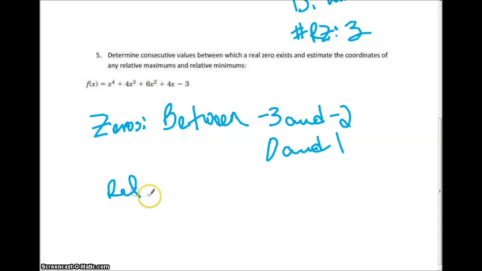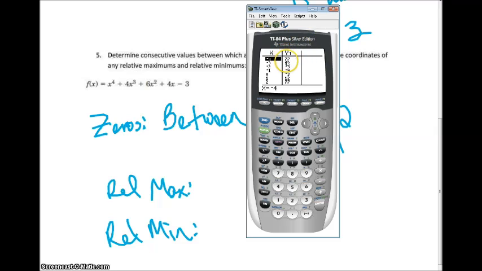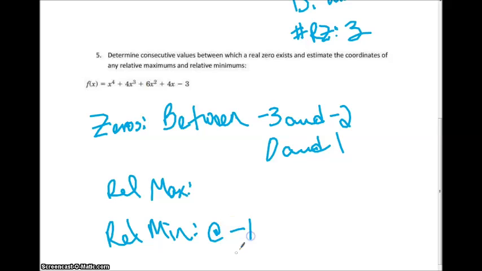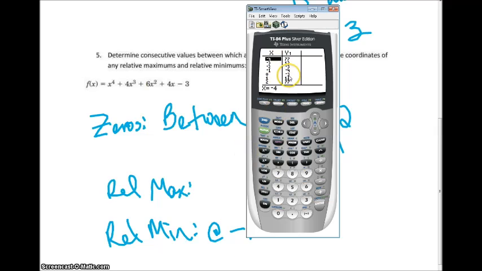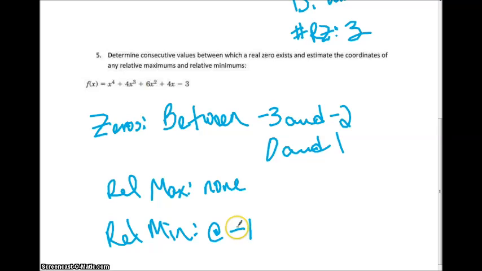So then you're going to look for a relative max or a relative min. So we're getting smaller, we're getting smaller, we're getting bigger. So this is as low as it got. So you have a relative min at negative 1, it looks like. Min at negative 1. Okay, and then it gets bigger and bigger and bigger. It does not have a high point, so you would say none for relative max. Going to the next page.